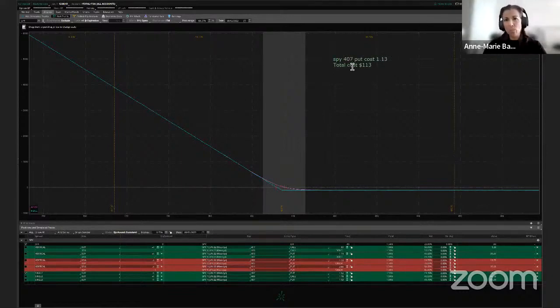All right, so this is a SPY put. When the put gets bought, lower prices will always be to our left and higher prices will always be to our right when you're looking at a risk profile. So when you buy the SPY 407 puts, if you buy one of them, it's going to cost $113.